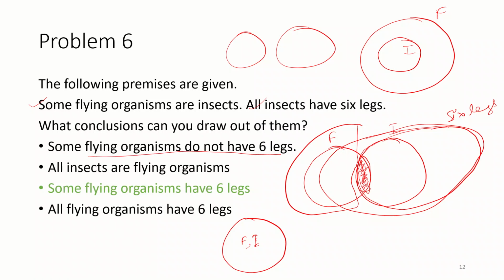So even your statement is right. The opposite of that means do not have 6 legs. That should also be acceptable. Which one? The flying organism may have 1, 2, 3, all numbers except 6. Yeah. See, these are possibilities.